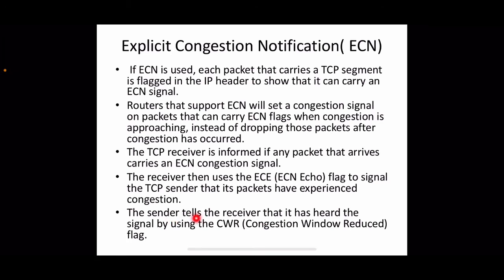The sender tells the receiver that it has heard the signal by using CWR. Yeah, I have understood that there is some congestion. I have received your information, so I am going to reduce, or I have already reduced, my congestion window size. Congestion window is the number of segments that can be transmitted without congestion. That is the assumption, so a size will be set initially, and based on that the sender will send the different segments. So I have to reduce my congestion window size to solve this congestion. This flag will be set by the sender and sent to the receiver.